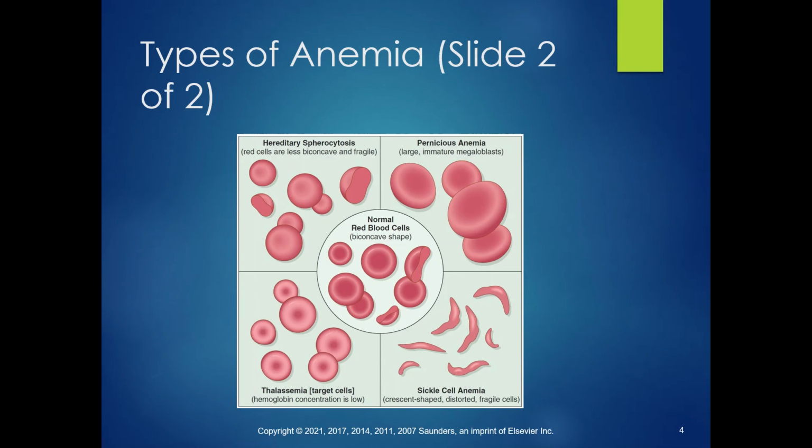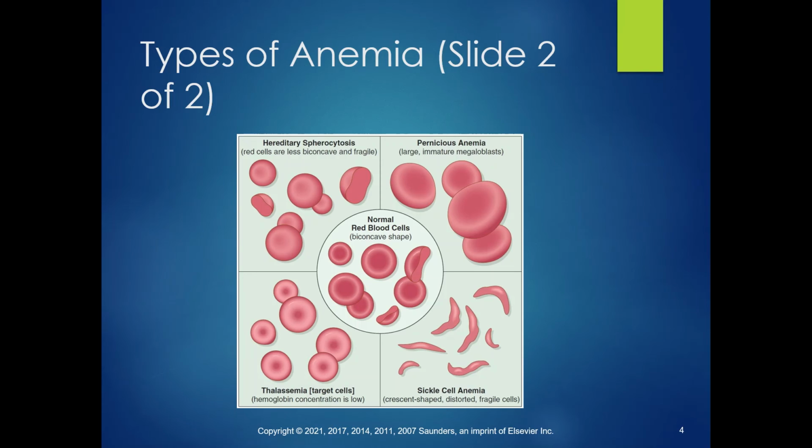Starting at the top left, conditions. An example of a condition that's not a decrease in hemoglobin or a decrease in erythrocytes, but it's a condition that affects the red cells. This is a hereditary condition called hereditary spherocytosis. What that really breaks down to mean is that the red cells, instead of having a biconcave shape, take on more of a circular shape, less biconcave. They are more fragile and with a decreased surface area.